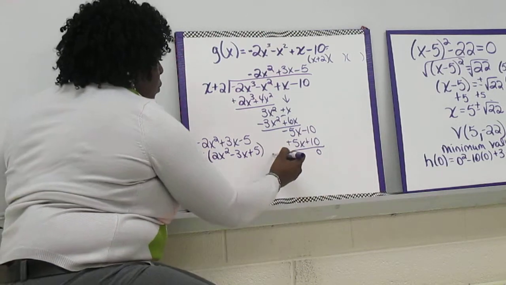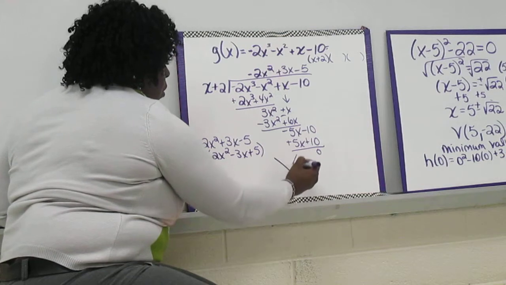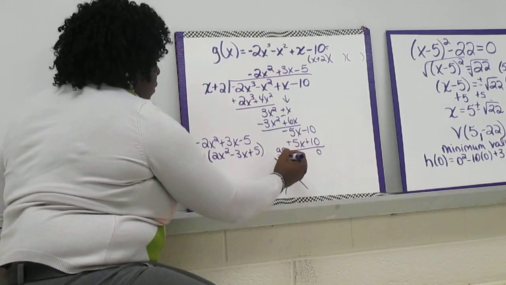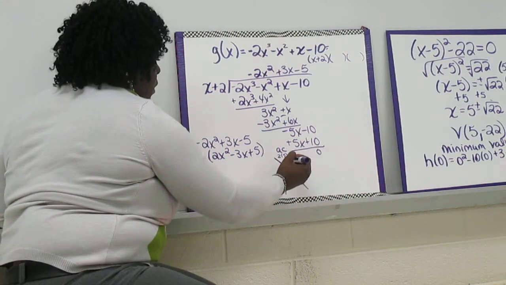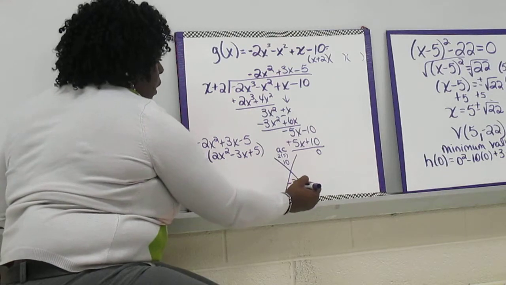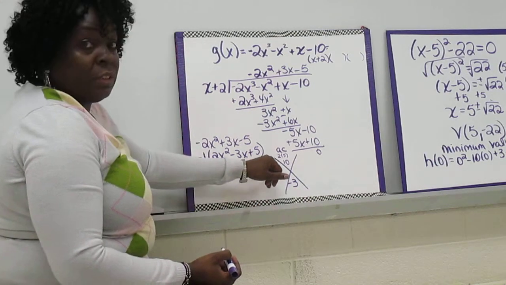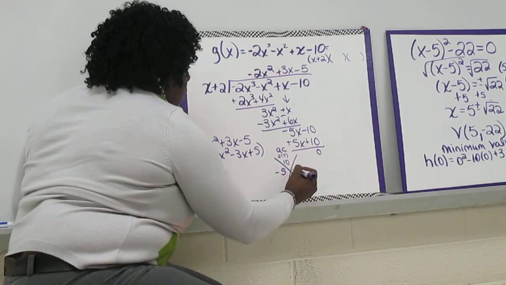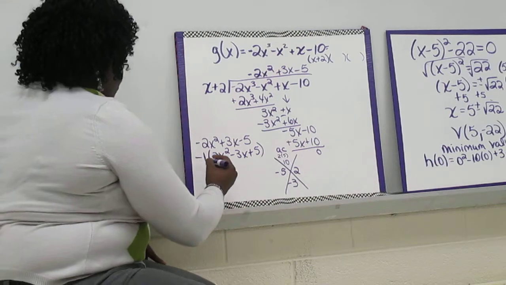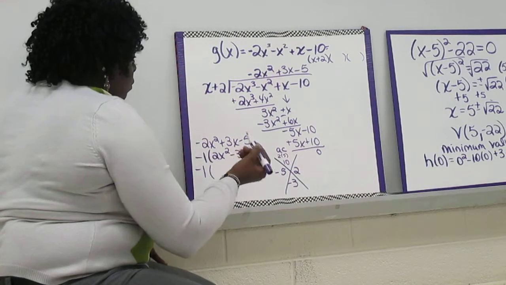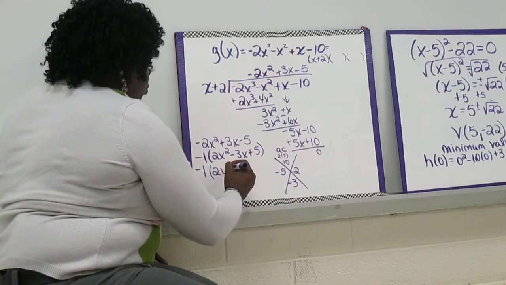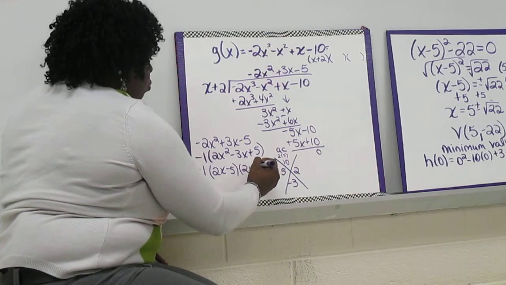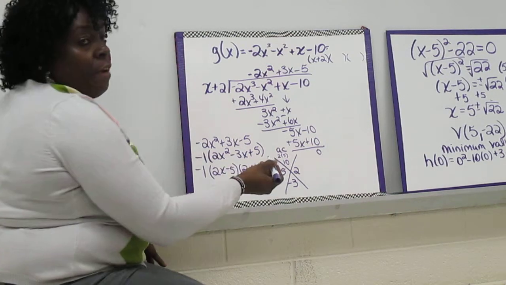Okay? Then I would do my a times c, which is 2 times 5, which is 10, and my b, which is negative 3. So we're looking for factors of 10 that add up to negative 3. In this case, it'll be negative 5 and 2. Okay? So, the illegal move, you put 2x minus 5, 2x plus 2. And the 2 is coming from your a term that we didn't divide out at the beginning.